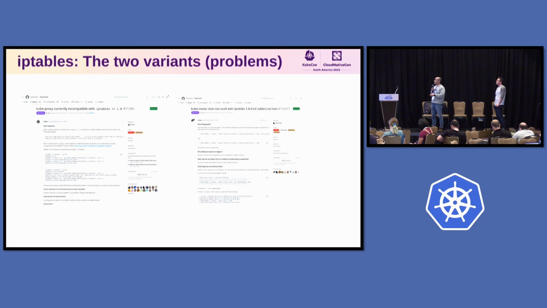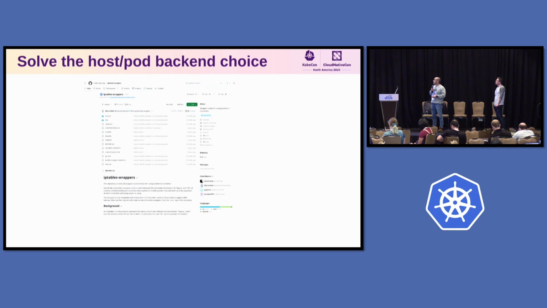And as you can see, we hit these two. These are the more representative issues caused by this mismatch. And the way to solve this problem is that Dan Winship created a useful tool, a script that detects what the host is using and what binaries you should use in your pod depending on this or the other.